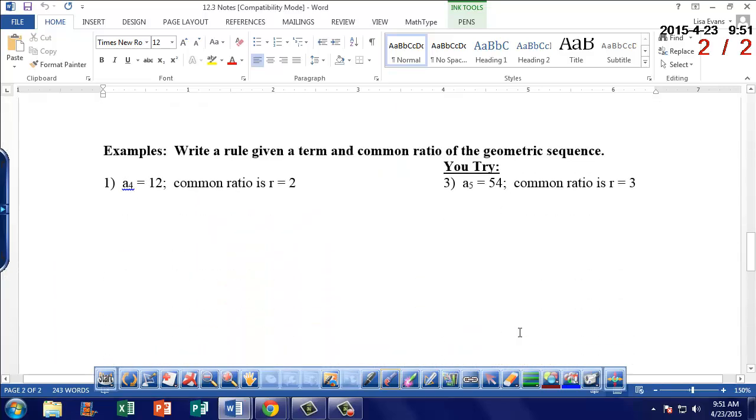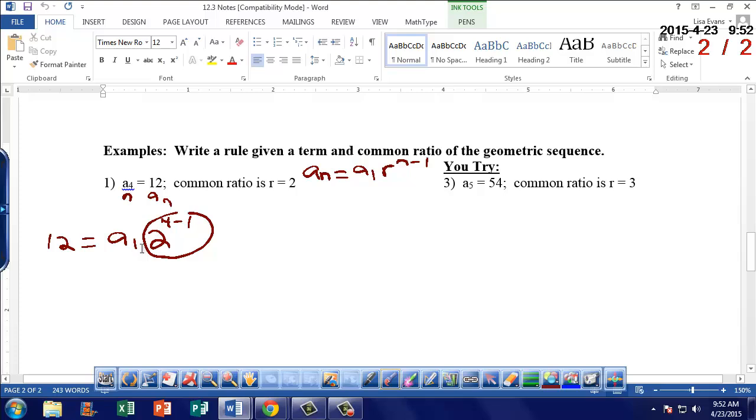Okay, welcome back. The next type of problem is where you are given r, but you are not given a sub 1. So again, I'm going to go ahead and write down my rule. I'm going to plug in what I know and find what I don't know. So I know that the 4th term is 12. So our a sub n is 12. We don't know a sub 1. We know the common ratio, and we know we have the 4th term. So 4 minus 1. So go ahead, do this. So this is 2 to the 3rd power, which is 8.